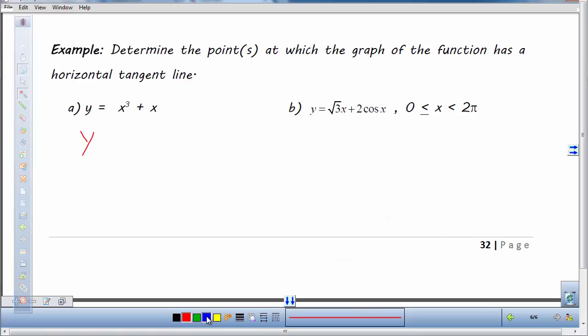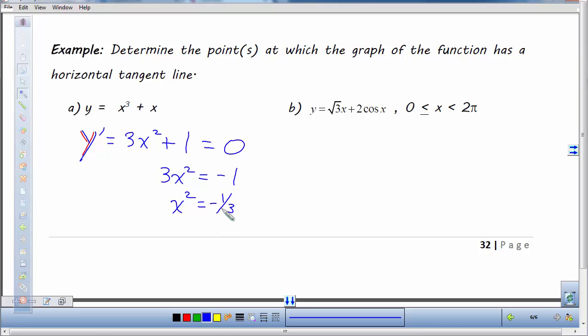So y prime equals 3x squared plus 1. Very good. I'm going to set this equal to 0. Okay, and so we get 3x squared equals -1. x squared equals -1/3.